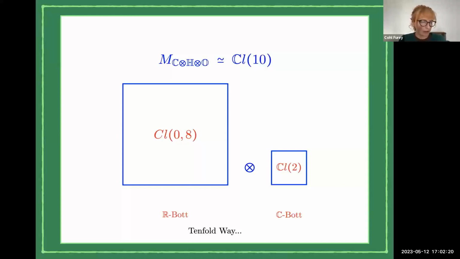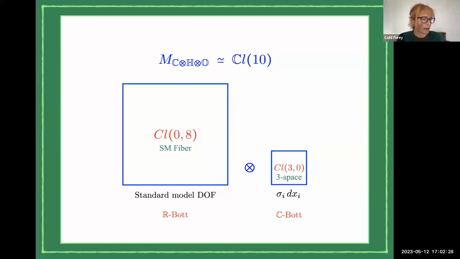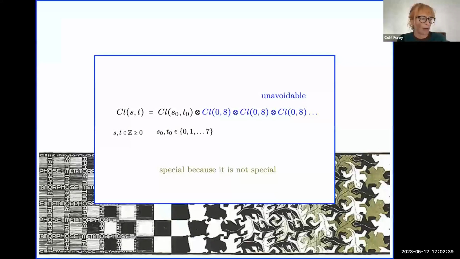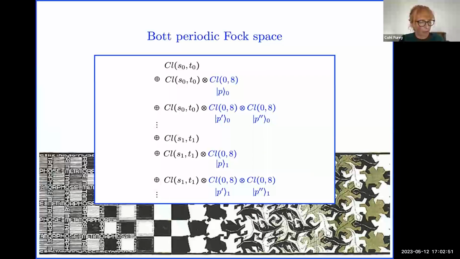Now, from this factorization, we propose an algebraic starting point for what might emerge as a three-dimensional space corresponding to CL30 and a standard model fiber corresponding to CL08. We then emphasize the perspective that CL08 is worth paying attention to because it is an unavoidable structure in the world of real Clifford algebras. We then pointed out how it may lead to a natural incarnation of a Fock space for standard model states.